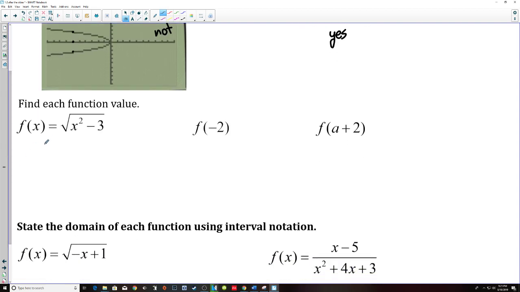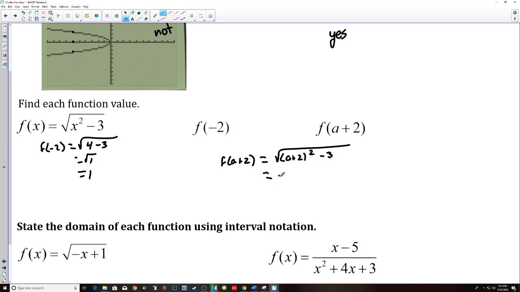Find each function value. So find f of negative 2. F of negative 2 is equal to the square root of 4 minus 3, square root of 1, 1. f of a plus 2 is going to be equal to the square root of (a plus 2) squared minus 3. Now we've got to FOIL this. So square root of a squared plus 4a plus 4, then minus 3. So we have the square root of a squared plus 4a plus 1.